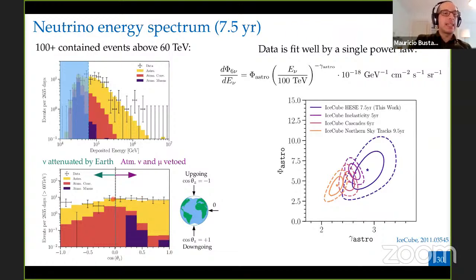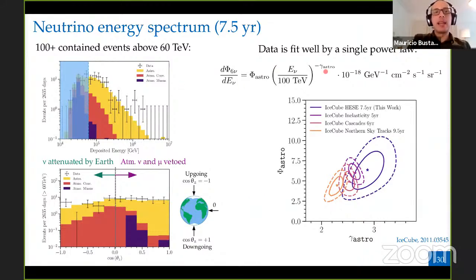Whereas if you look at the negative values of the cosine of the zenith angle, which are the neutrinos that are coming after traversing the Earth, then you see a suppression towards very negative values of the cosine of the zenith angle, which are the ones that are coming directly from the North Pole and traversing the diameter of the Earth. And you see here that there is a suppression compared to what you would expect coming from the South Pole. And that is a result of neutrinos being stopped inside the Earth.